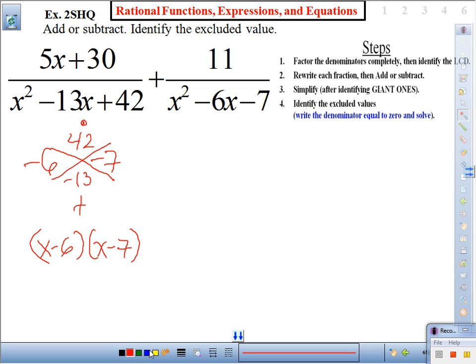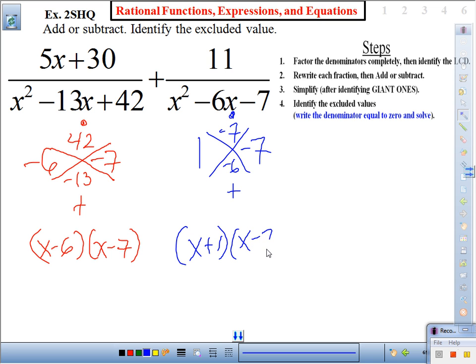Let's go to the next one. Factors of negative 7 that add up to negative 6: 1 and negative 7. So my factors are x plus 1 and x minus 7. All right. So, do we have a common denominator? No. But check this out. What does this have that this one doesn't? X minus 6. So I need to multiply this times x minus 6. And whatever I do to the denominator, I do to the numerator. That is correct.